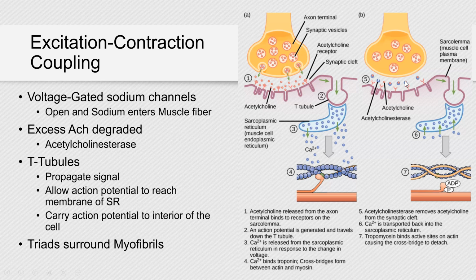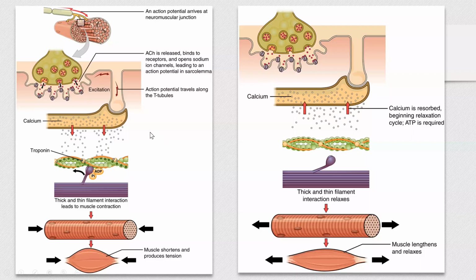And when we don't have acetylcholine anymore, we don't have excitation, and calcium returns back inside the sarcoplasmic reticulum, and then muscles can relax. So remember, when we have calcium present, muscles are going to contract. When calcium is inside the sarcoplasmic reticulum, muscles relax. This is what this diagram shows.